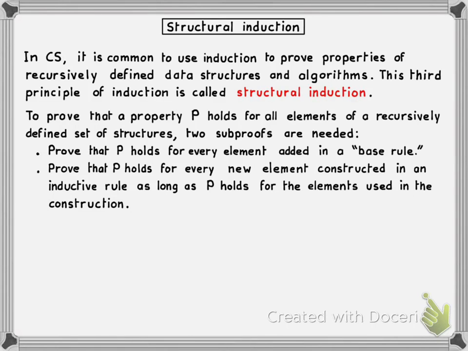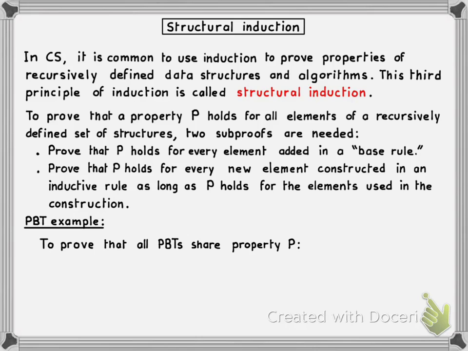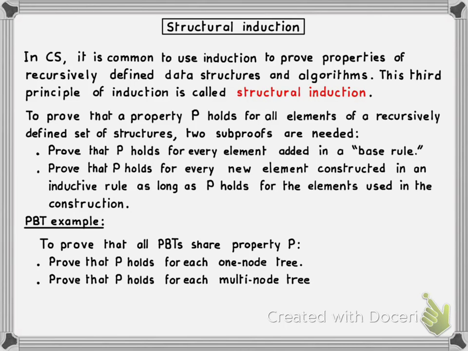Now let's illustrate the principle of structural induction using the concrete example of the set of perfect binary trees that we defined earlier. So to prove that a property P is shared by all perfect binary trees, we're going to write a proof by structural induction, which means we're going to write two subproofs. First, we must prove that the property P holds for every one-node tree. These are all the trees built by rule 1, the base rule. And the second subproof is to prove that P holds for every multi-node tree. These are the trees that are built by rule 2.